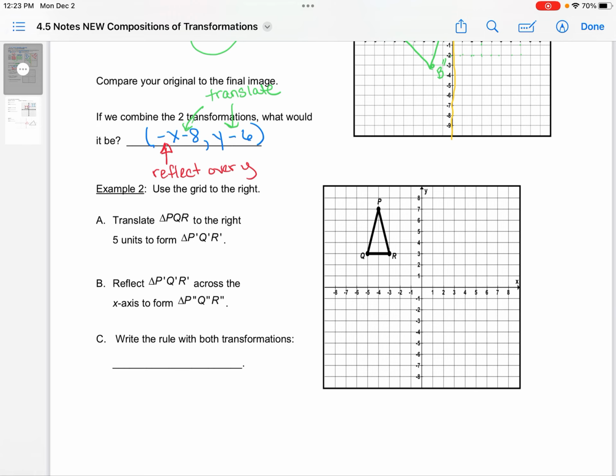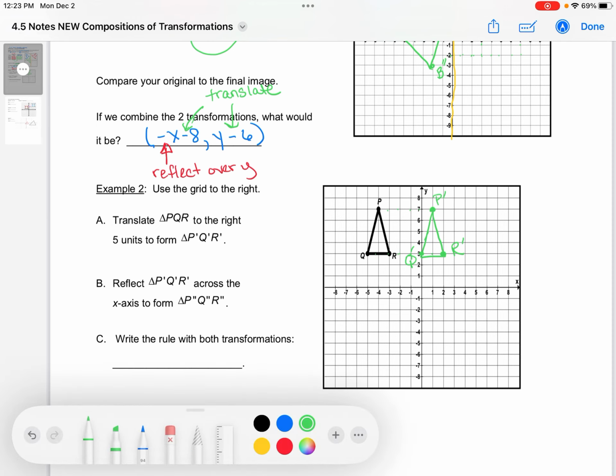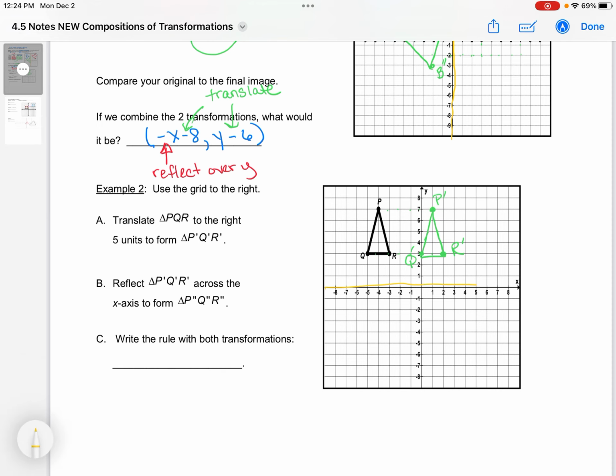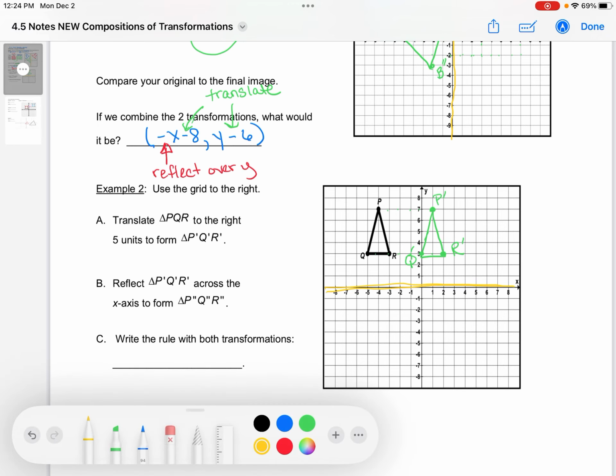Like for this one, it tells you something different. So this one says to go to the right 5 units. So everything's just going over 5. 1, 2, 3, 4, 5. So here's P prime. 1, 2, 3, 4, 5. Here's R prime. And 1, 2, 3, 4, 5. Here's Q prime. So here is my translated. And then I'm going to reflect it over x. And x is right here.